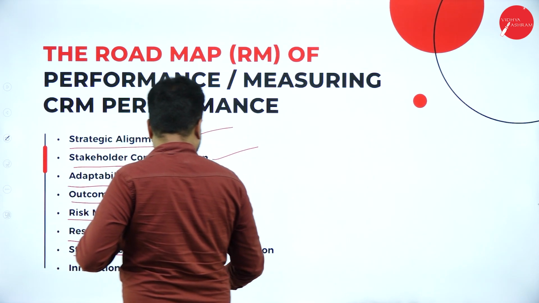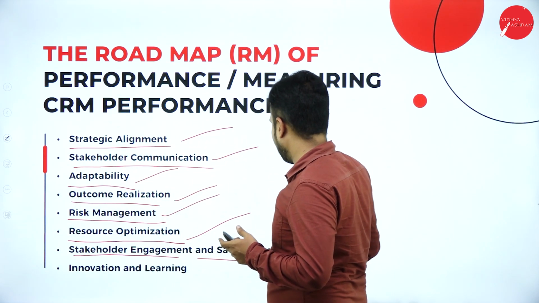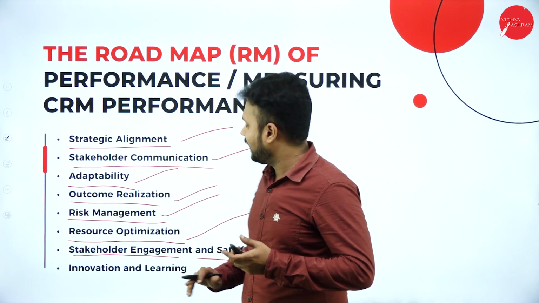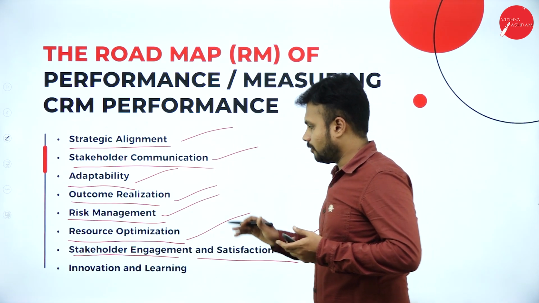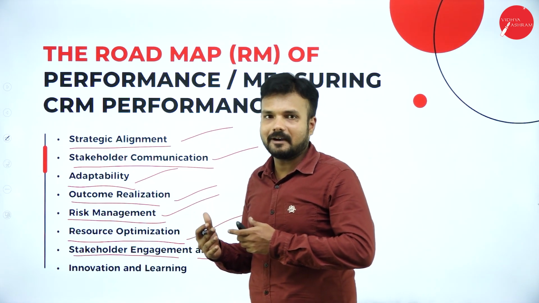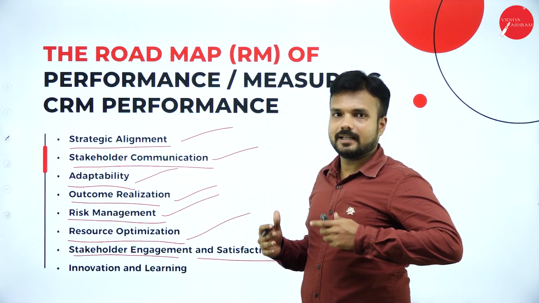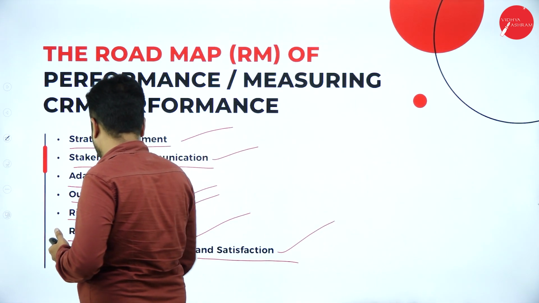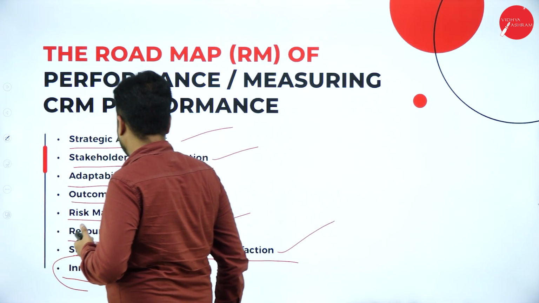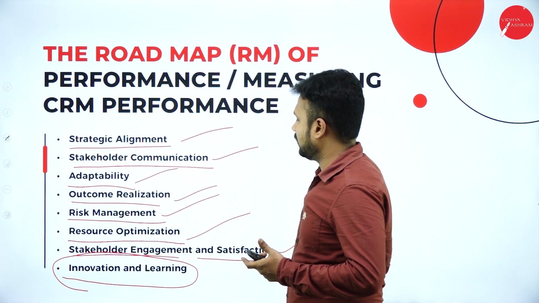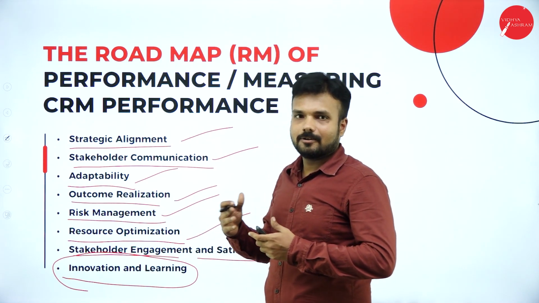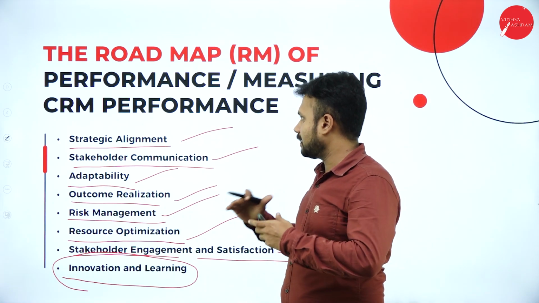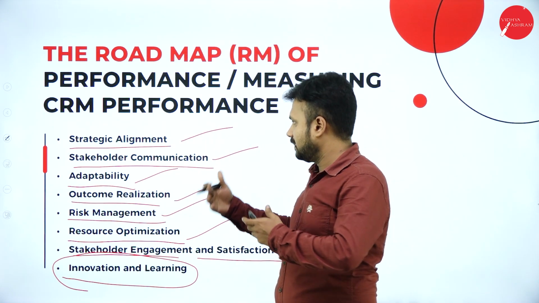Stakeholder engagement and satisfaction. That is the main goal of customer relationship management, engagement and satisfaction of the stakeholder. If they are satisfied, there will be growth and expansion of the business. Innovation and learning. They keep innovating, they keep learning, they take feedback from the customers and modify things, being implemented in the trending, updated generation as per the trend and as per the desires.